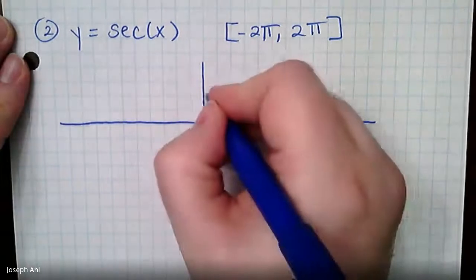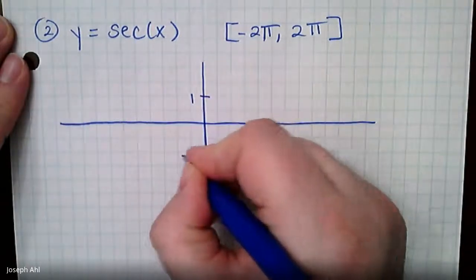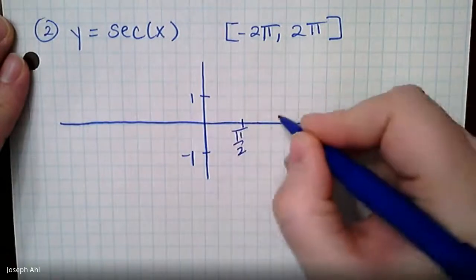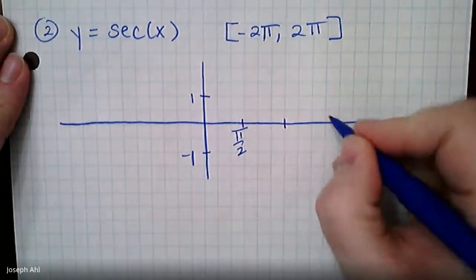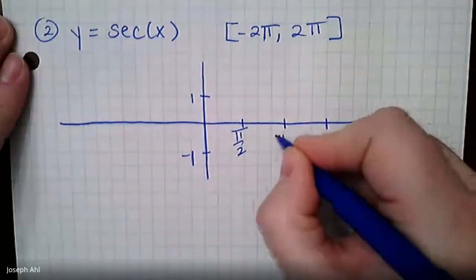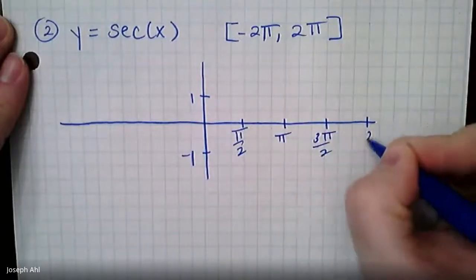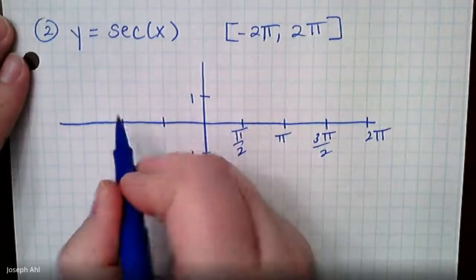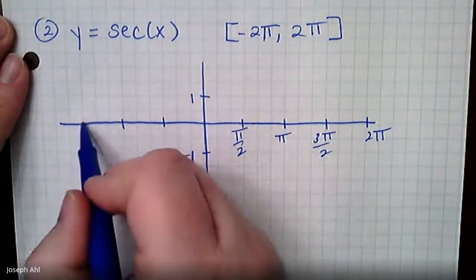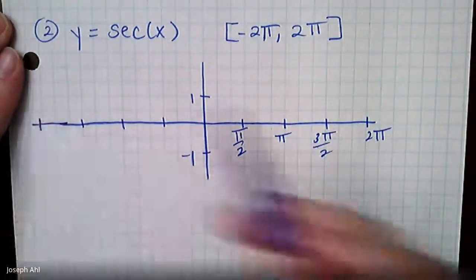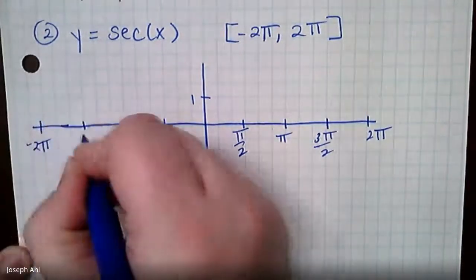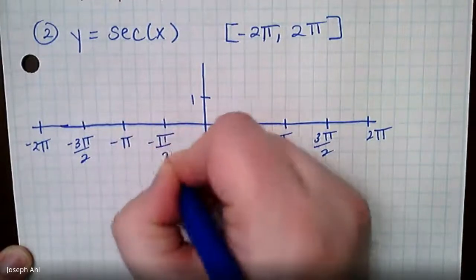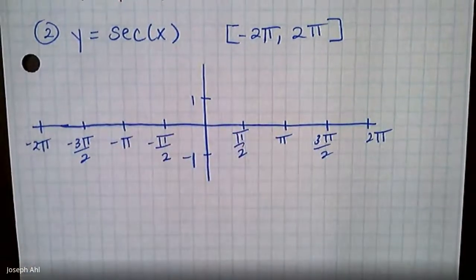Okay, so let's set our axes the same way, set them up. So this is pi over 2, and then we'll do pi, 3 pi over 2, and 2 pi. All right, same thing going the other way. 1, 2, 3. Go a little bit further. Okay, negative 2 pi is all the way out there. All right, I think I've got everything.